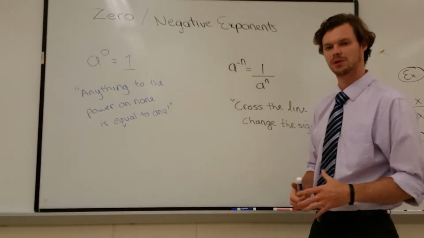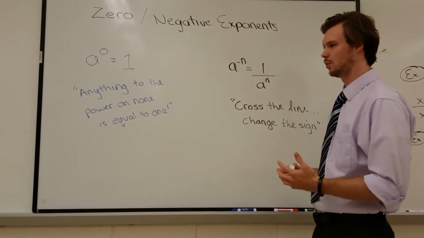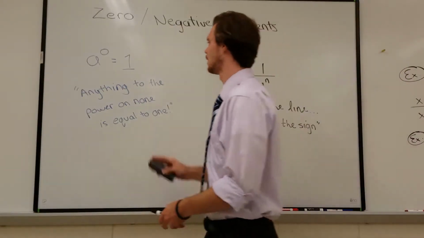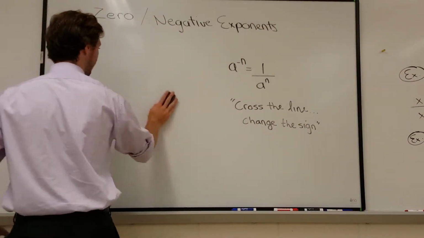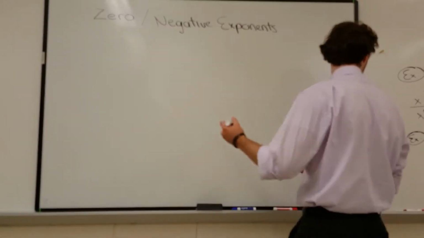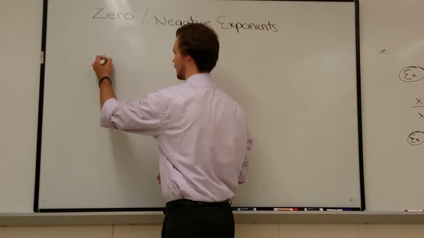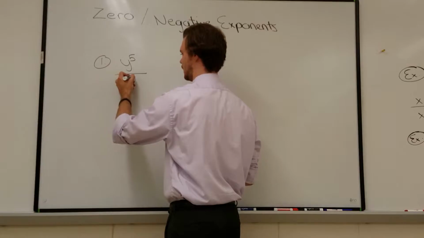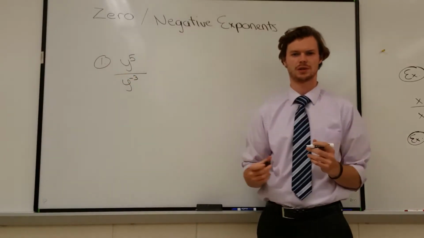But let's see if we can put them in effect. Let's try to do a couple examples and see how they work. I'm going to erase this just so we have more room. So, example 1. I have y to the 5th over y to the negative 3rd. Pretty easy one to start us off.